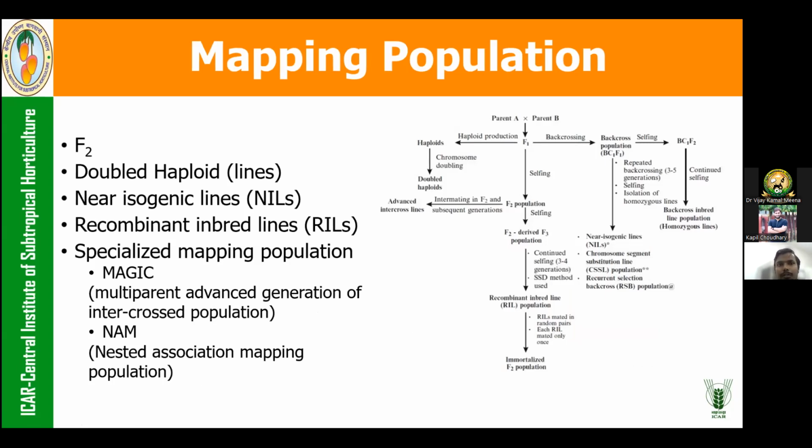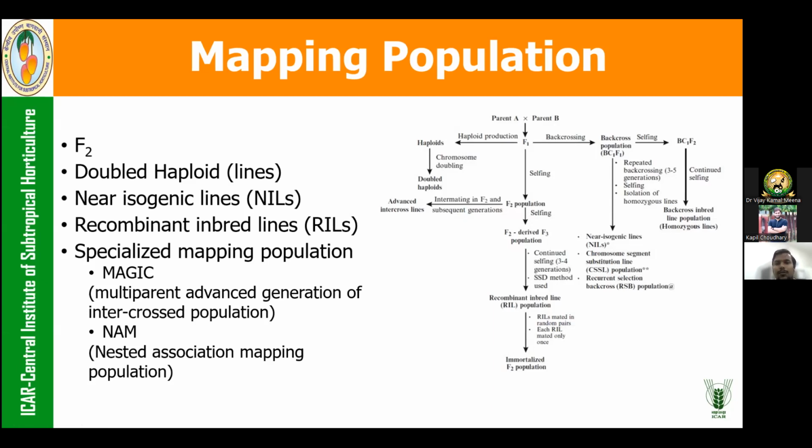So how do you induce recombination? Recombination is induced by creating a mapping population. The mapping population is created by controlled crossing, in the sense that you are controlling the parents. You know how much distance there is between the parents, and whenever you go for QTL mapping, you select parents that have contrasting features for the trait which you are going to map.